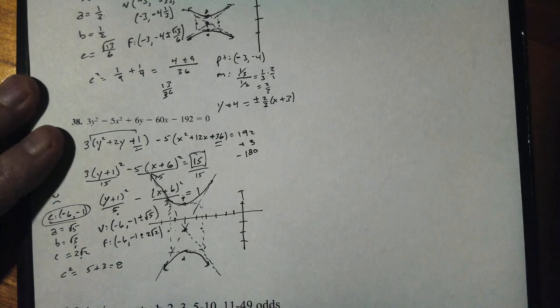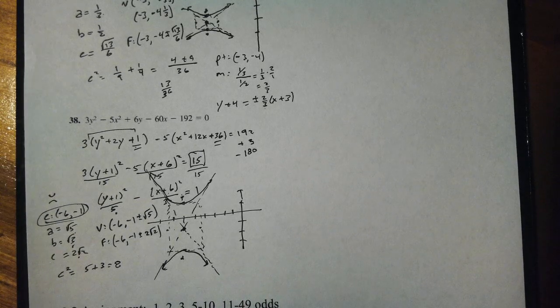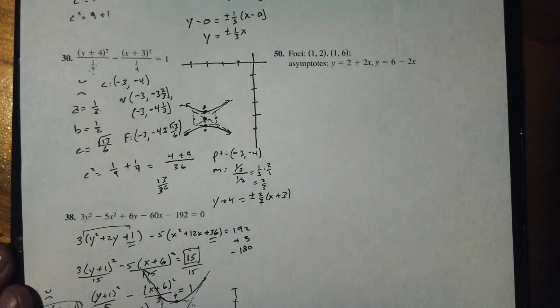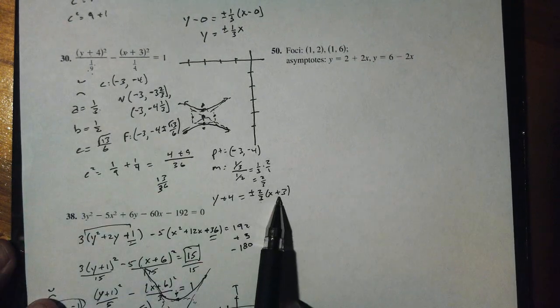And for the asymptotes, I need a point. By the way, definitely worth noting this. Take a look up here at 30. Look at this: y plus 4, y plus 4, x plus 3, x plus 3. Think about that. That ought to make some sense.